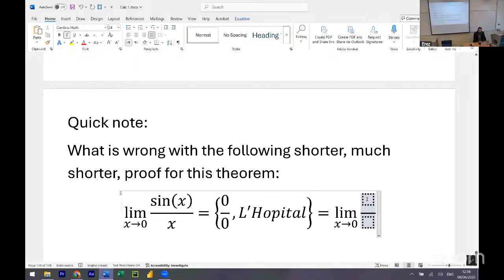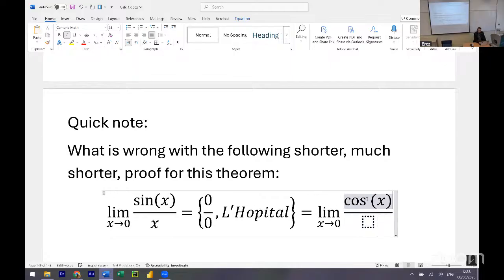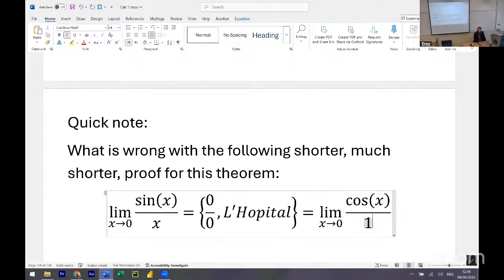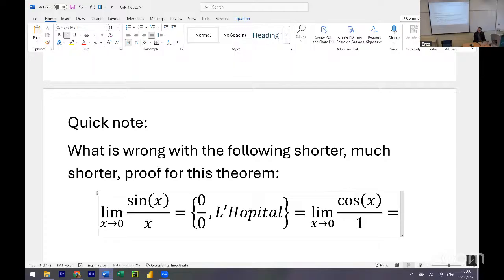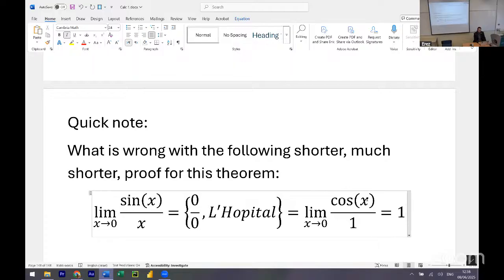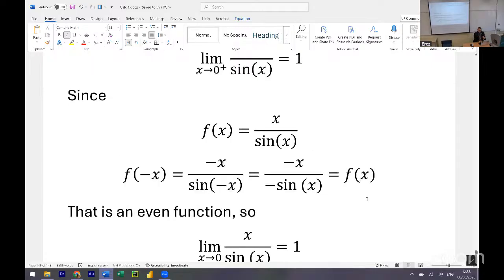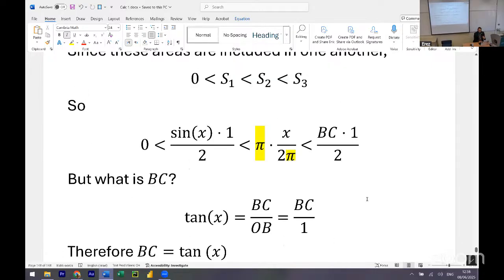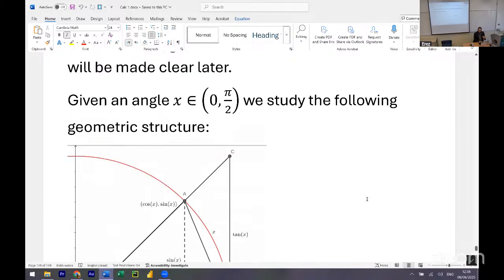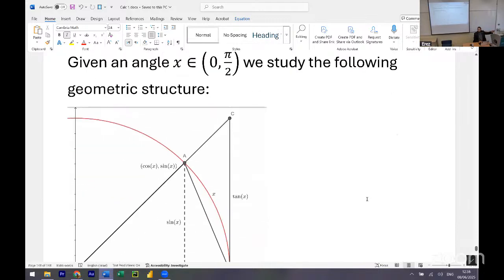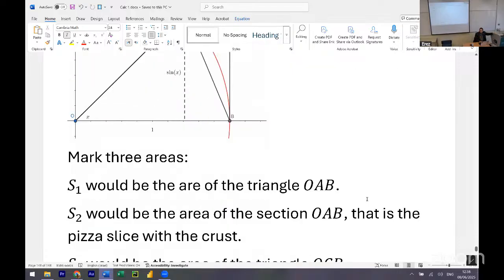What's the derivative of sine of x? Cosine of x. And what's the derivative of x? 1. So what's the limit here? 1. Isn't that nice? Why did we go through all these troubles, where apparently L'Hopital solved it like that, not telling you what the derivative of sine x was.